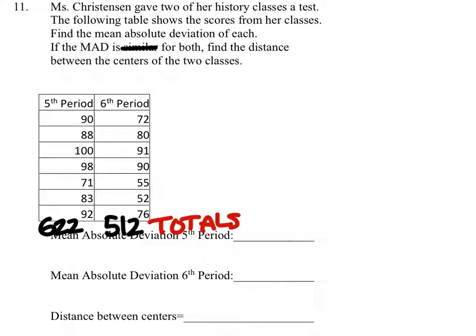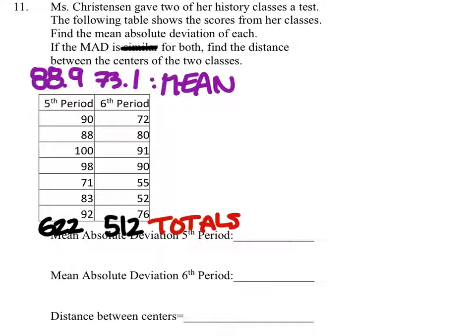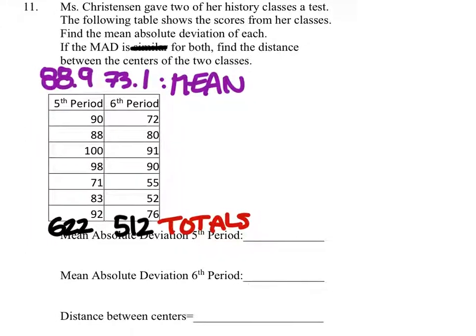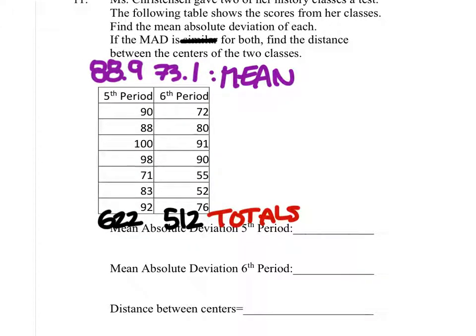So, now let's find the means for both of these. For fifth period, we would take 622 and divide it by seven values. So there are our two means. Now we've got to find out how far each of these are away from the mean. So let's go ahead and list these values.